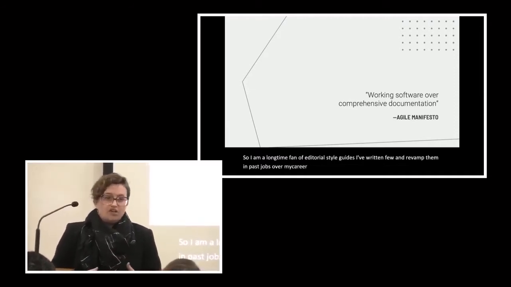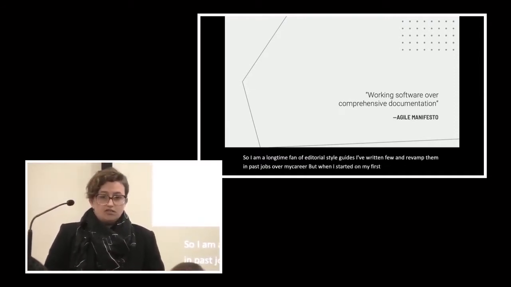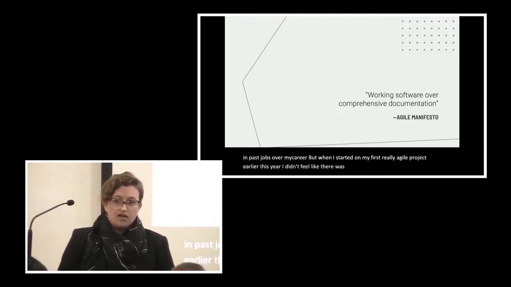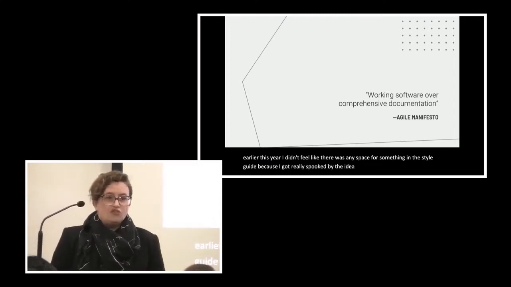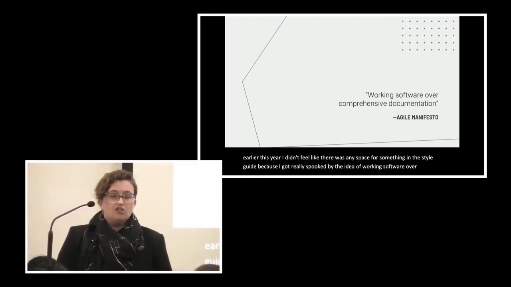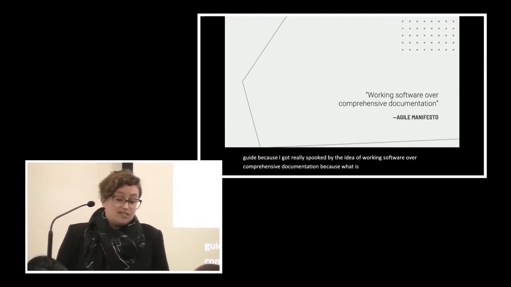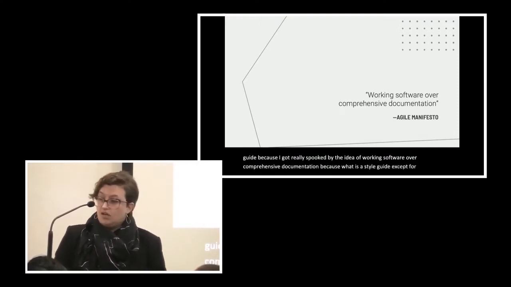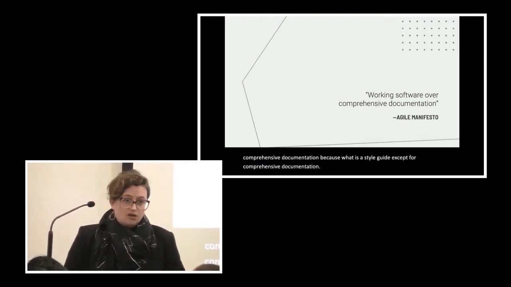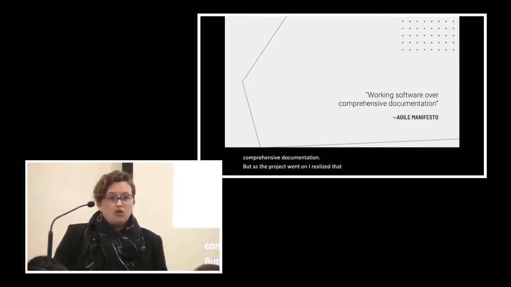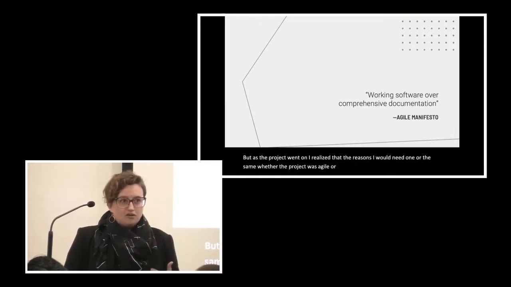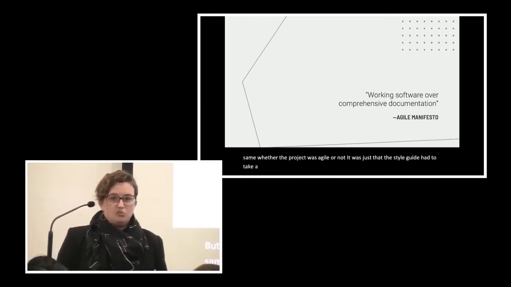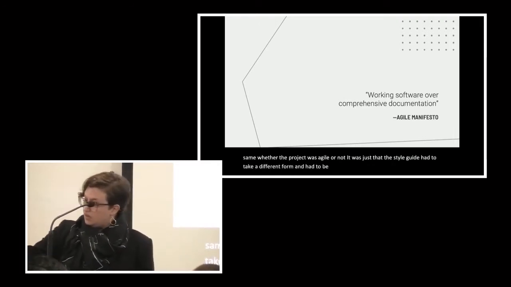But when I started on my first really agile project earlier this year, I didn't feel like there was any space for something like a style guide because I got really spooked by the idea of working software over comprehensive documentation, because what is a style guide except for comprehensive documentation? But as the project went on, I realized that the reasons I would need one were the same whether the project was agile or not. It was just that the style guide had to take a different form and had to be agile itself.